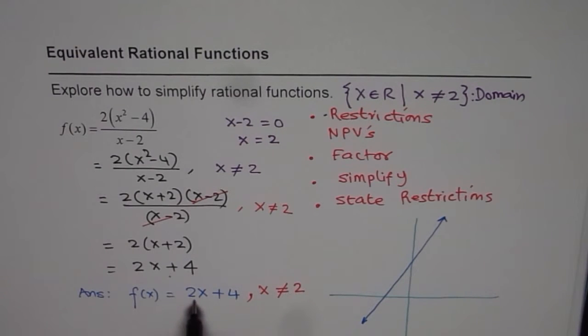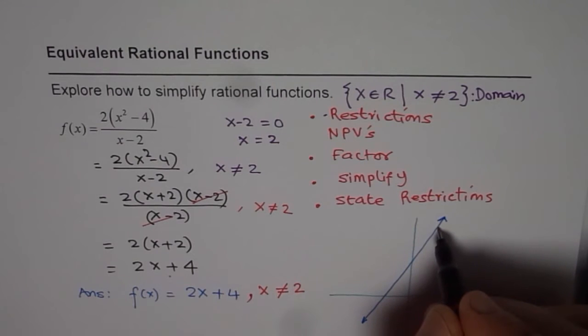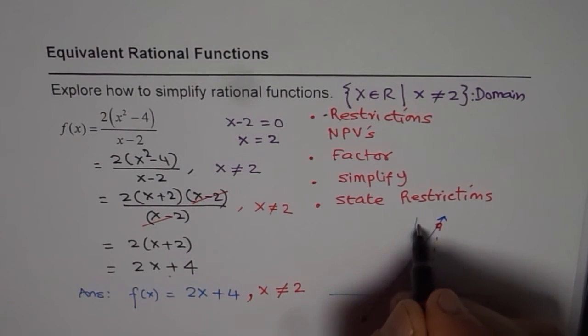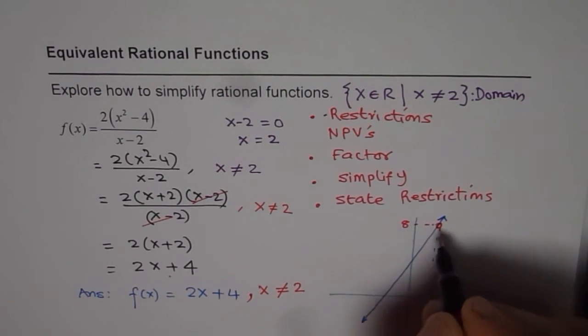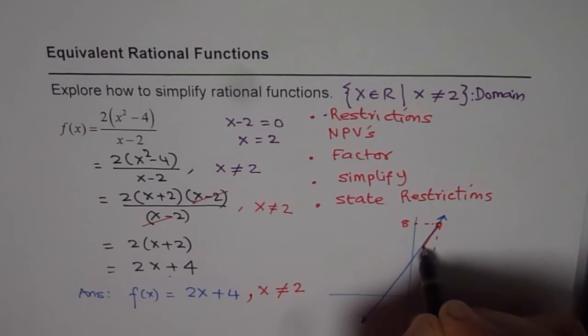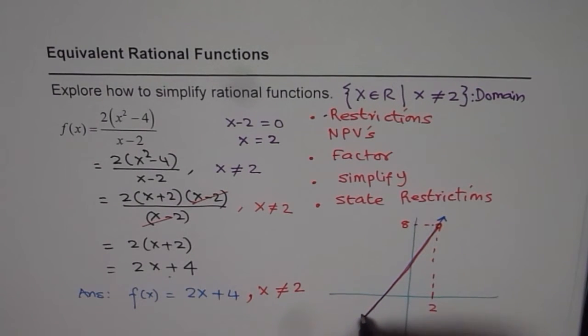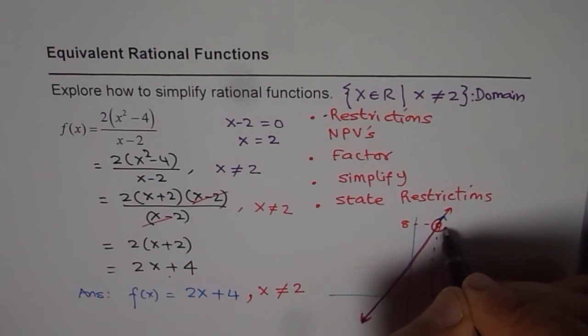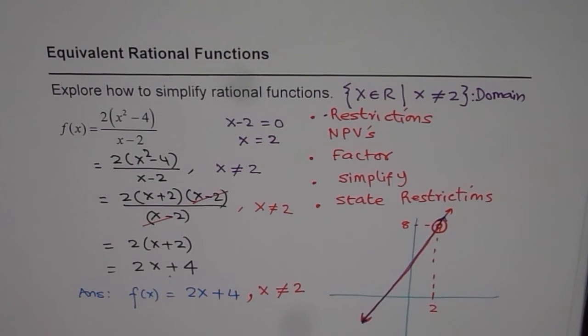So at 2, what y value do you expect? At 2 it should be 8, right? So we'll make a hole here, do you understand? At this hole we'll just write 2 here, and let me just take this value as 8. So actually the function is the line with a hole in between. There is a big hole here at x equals 2. So we cannot have x equals 2, and that is what I want to emphasize here.